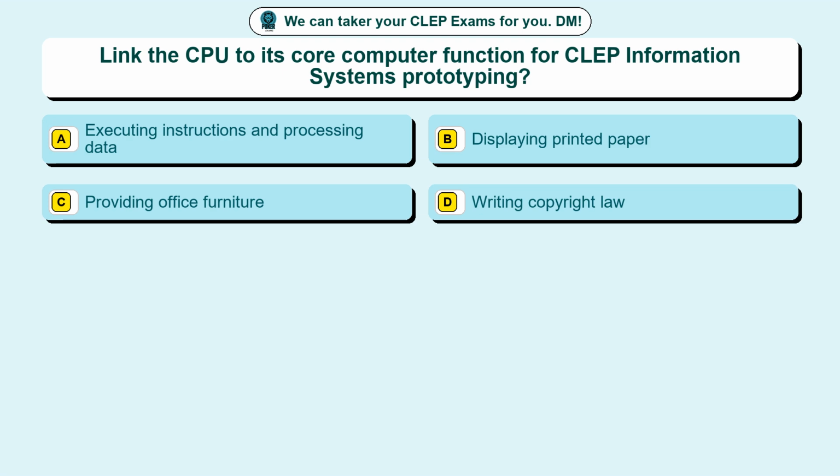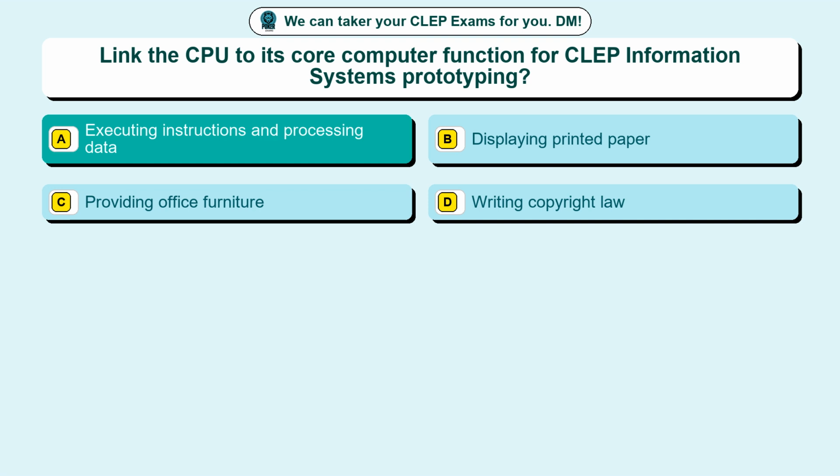Question 51. Link the CPU to its core computer function for CLEP Information Systems prototyping. Option A. Executing instructions and processing data. Option B. Displaying printed paper. Option C. Providing office furniture. Option D. Writing copyright law.